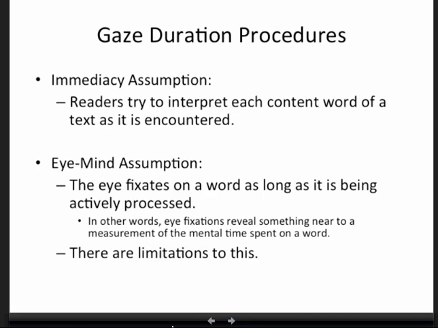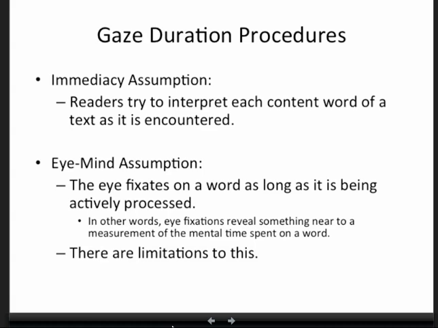Okay, so gaze duration procedures when it comes to studies with reading comprehension are based on a couple of assumptions that are somewhat limited and not necessarily entirely true. But that's not to say that we don't get anything from gaze duration procedures, because it's definitely helped us to understand how people read. But it's also important to know that it's not the end-all, be-all of online experiments. We need to have other types of information gathering to supplement the gaze duration studies, because these immediacy and eye-mind assumptions are not entirely true.